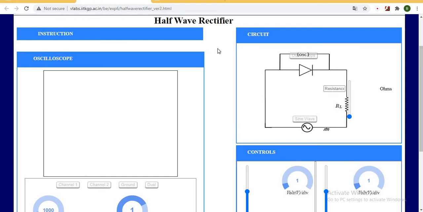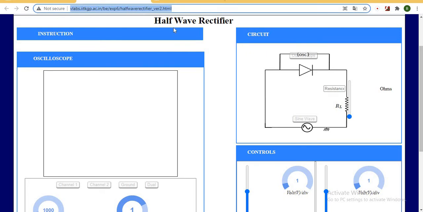Similarly, what is a full wave rectifier? A full wave rectifier will work during both the half cycles. During the positive half cycle it will work, and during the negative half cycle also it will work. But what will be the output voltage in case of both the rectifiers? It is going to be only unidirectional, or you will get only positive voltage. Okay, so we will see the online simulation of the half wave rectifier. The link for the experiment will be given in the description.